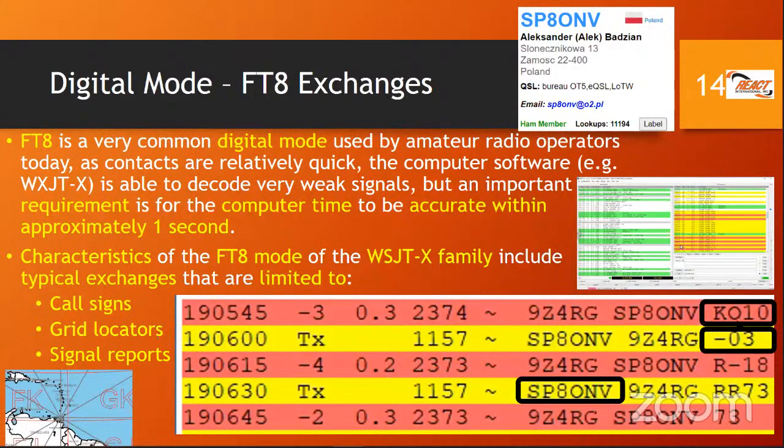So notice that Alexander has given his grid locator, and also signal reports. Notice here, minus 03 is the signal report that I'm giving him, and minus 18 is the signal report that he's giving me, and so on. So this is essentially what we exchange when we do a communication using the FT8 digital mode, using the WSJT-X software. Of course, this information about Alexander is taken from this QRZ web page. That's qrz.com. You just put in the call sign of the amateur operator, and once you're logged in, it gives you address information and so on.